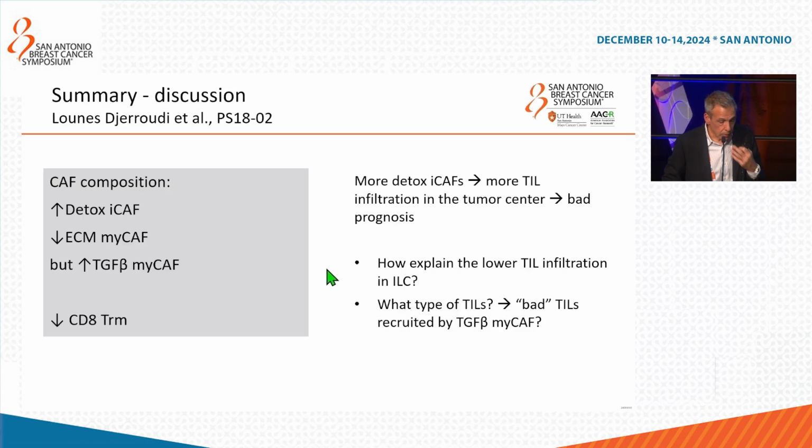So to summarize, what they demonstrate is that the CAF composition in lobular cancer is different as compared to ductal carcinomas. They have more detox iCAF, less extracellular matrix myCAF, but there may be a higher proportion of the TGF-beta myCAF. They also demonstrate that you see less adaptive immune response, less CD8 TRM in lobulars, which may explain the less favorable immune response in lobulars as compared to ductals.